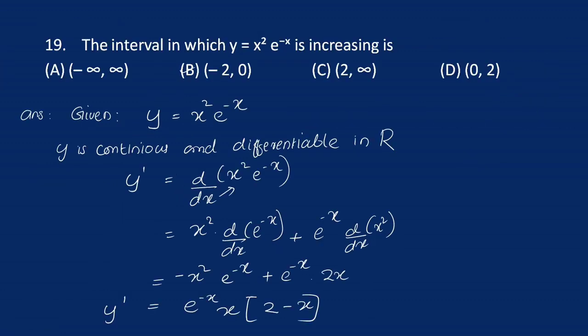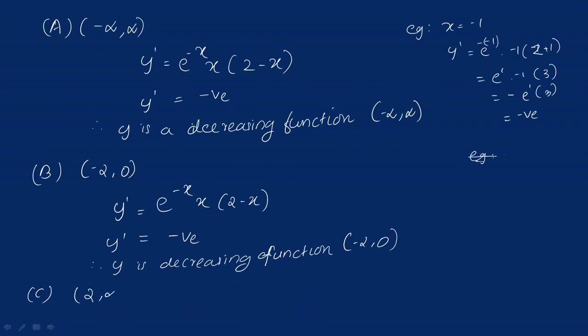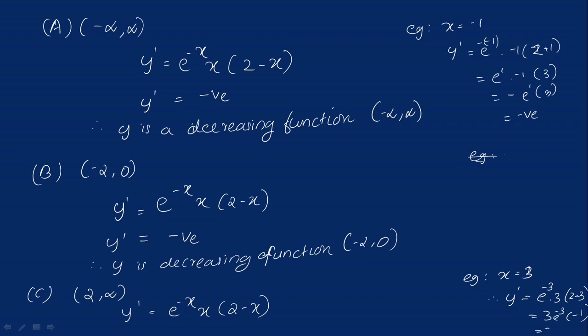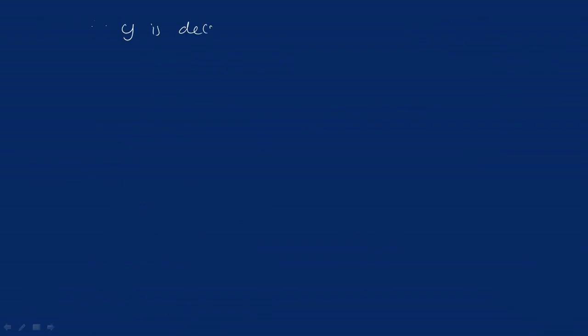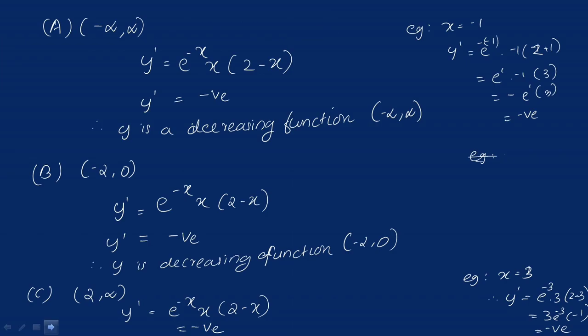Now the c part of the question, that is 2 to infinity. So let y dash be equal to e raised to minus x, x into 2 minus x. Here let us take x in between 2 to infinity. So consider x is equal to 1. So we are applying x equal to 1 in the equation of y dash. So we will be having a negative quantity here also. So we can write y dash is a negative quantity. So y is a decreasing function in the interval 2 to infinity.